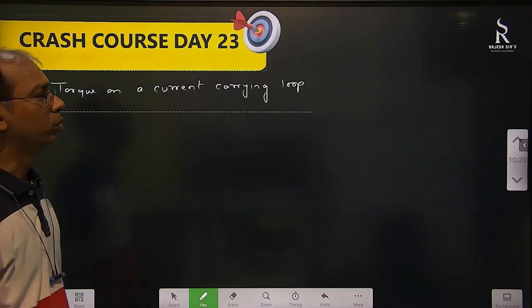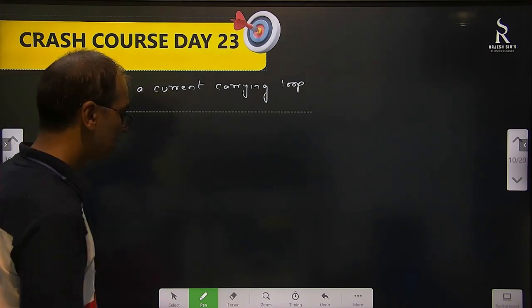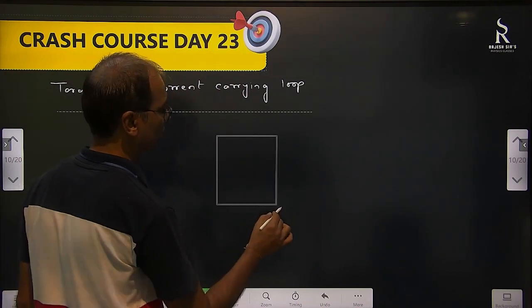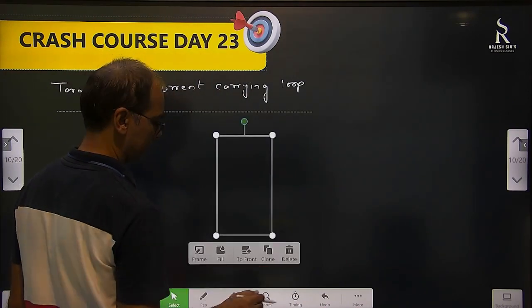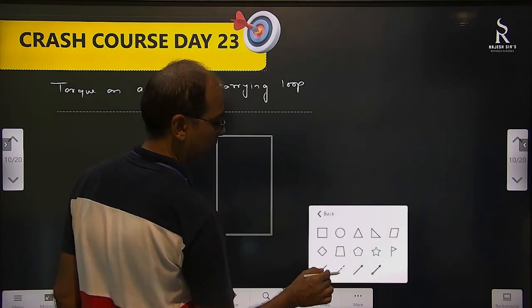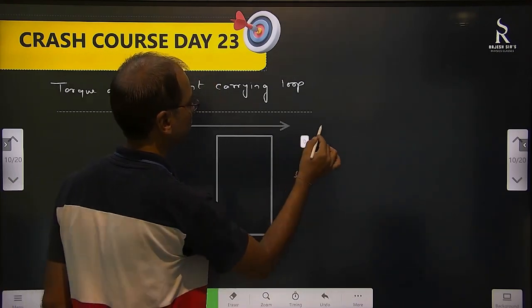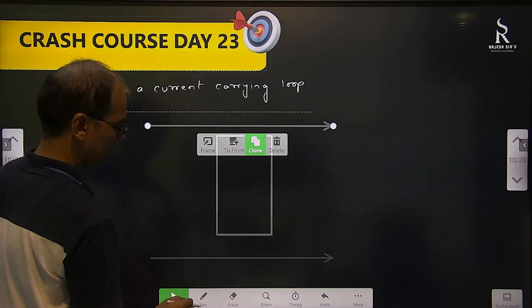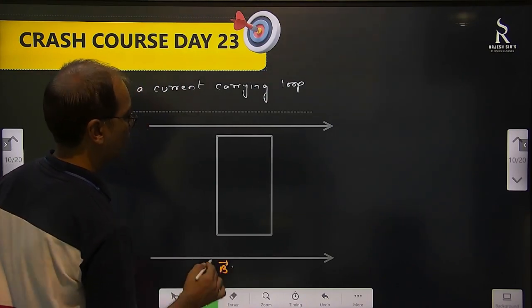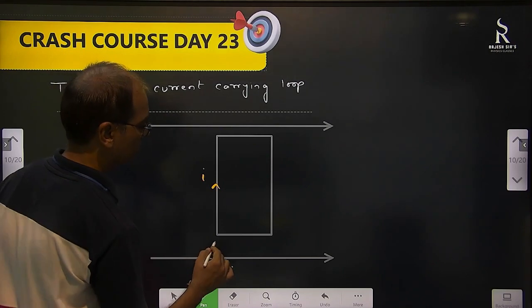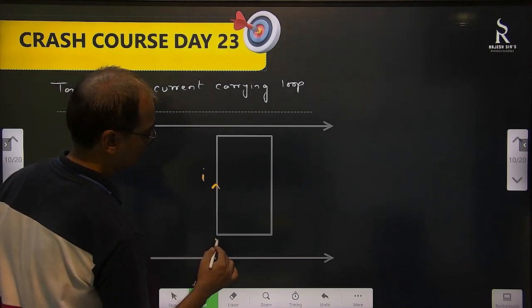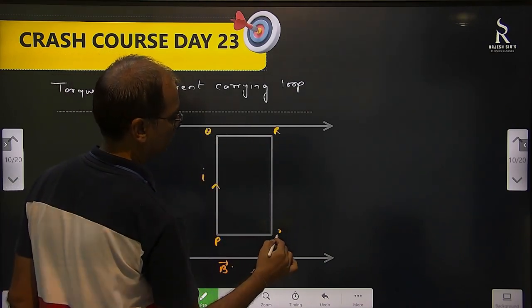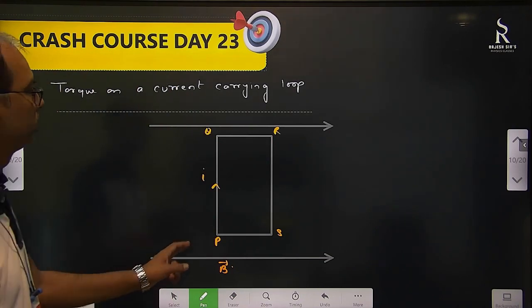Torque on a current carrying loop. If there is a current carrying loop in a magnetic field, there will be a torque on it. So if this is a current carrying loop, we are taking it as a rectangle. Suppose the magnetic field is like this. This is the magnetic field, and there is current like this here. Take it as PQRS. And current is moving in this way.